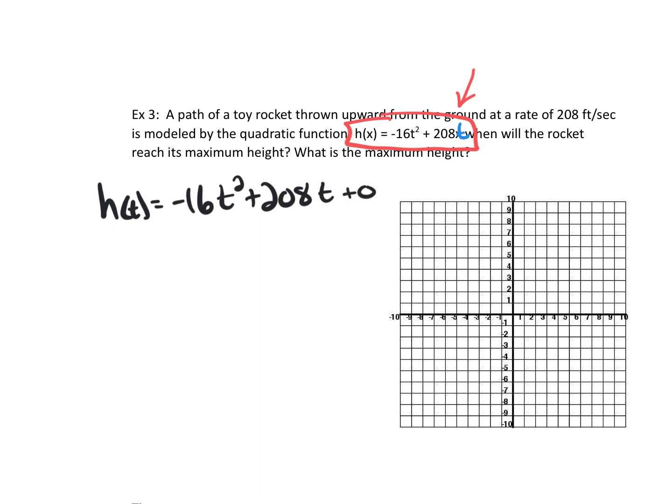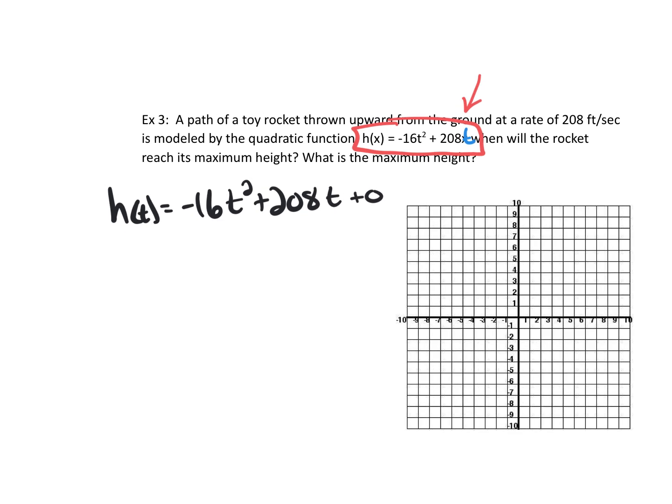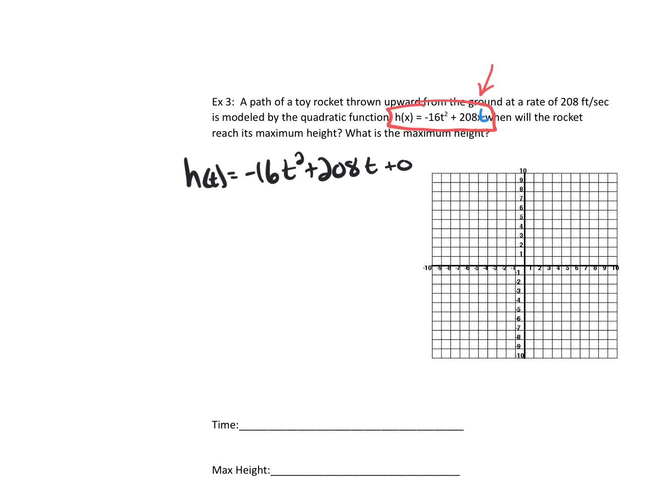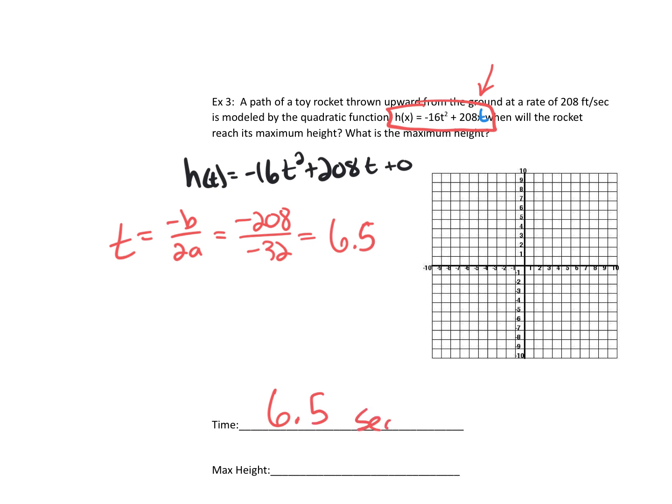So the same process goes to find our time at that maximum height. We want to start by saying the opposite of b over 2 times a, which would give us the time at the vertex. The opposite of b in this case is negative 208. 2 times a still is negative 32. So now we just need to divide those. After typing in negative 208 divided by negative 32, I came up with 6.5 seconds. So at 6.5 seconds, it's going to reach the maximum height.